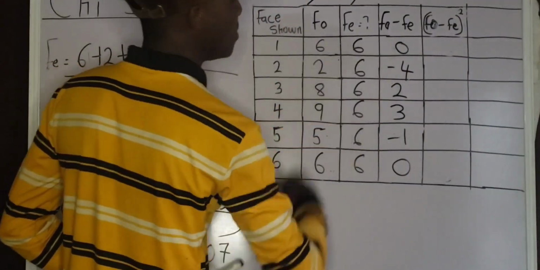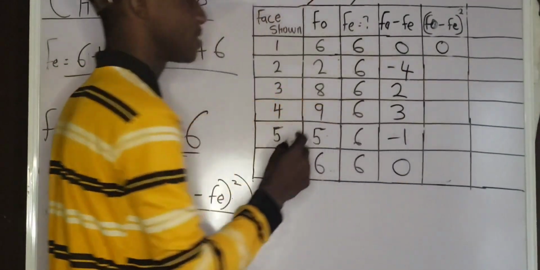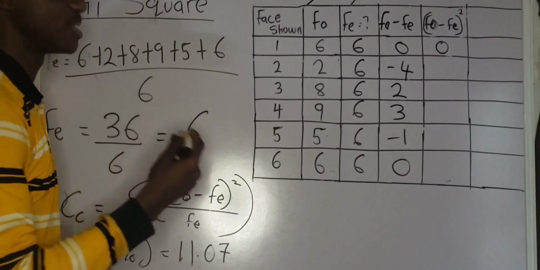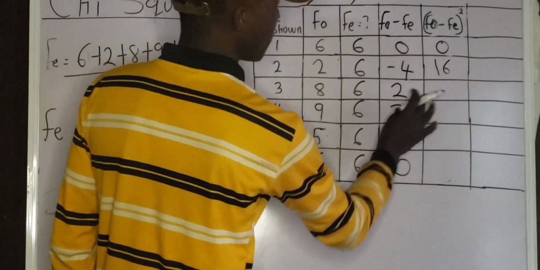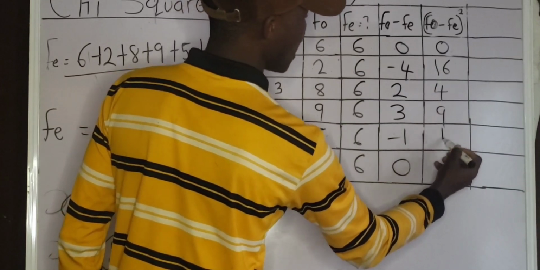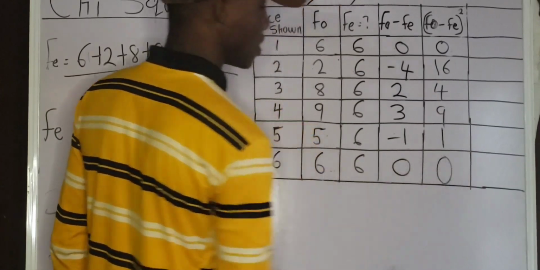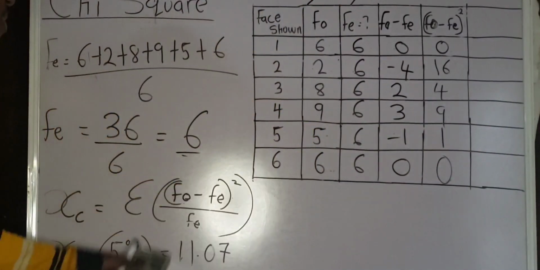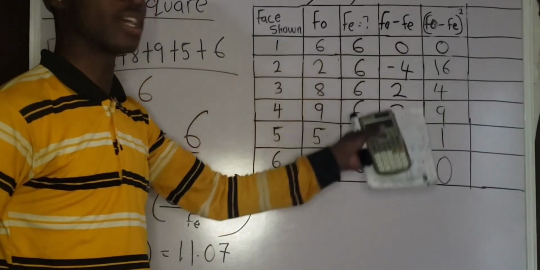0 squared will be what? 0. Minus 4 squared will be 16, okay? And for this, I'm going to have 2 squared, that is 4. 3 squared is 9. Minus 1 squared is 1. And 0 squared is what? 0. Do you understand how I got this? Having taken the difference, I square the difference, okay?